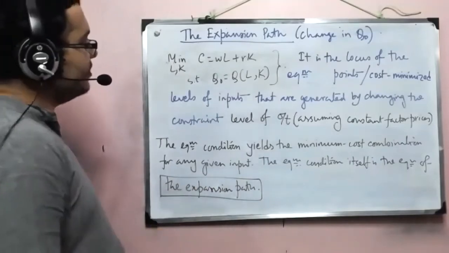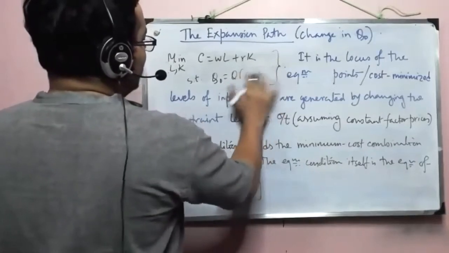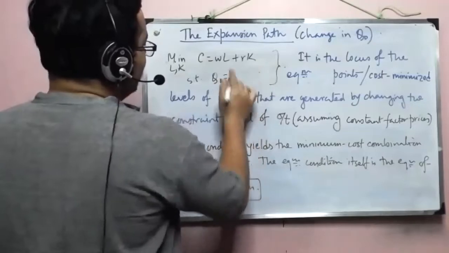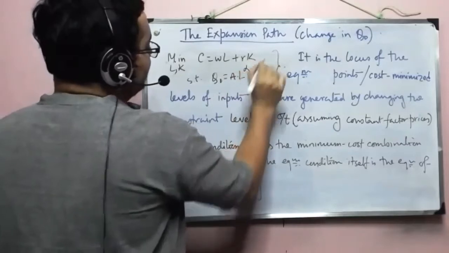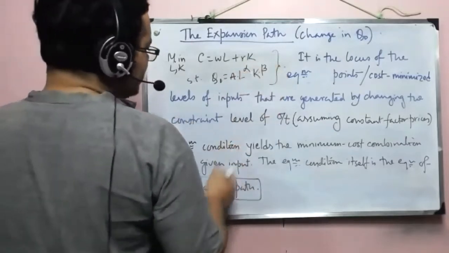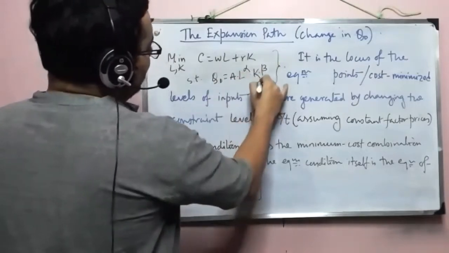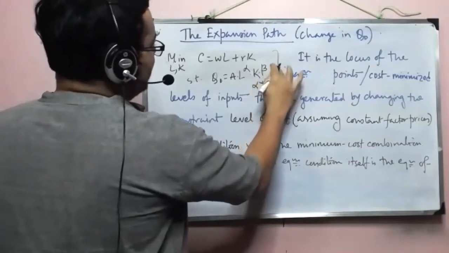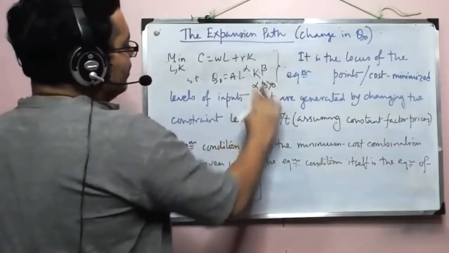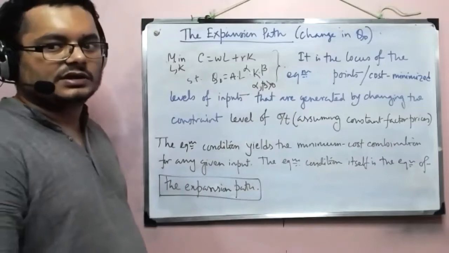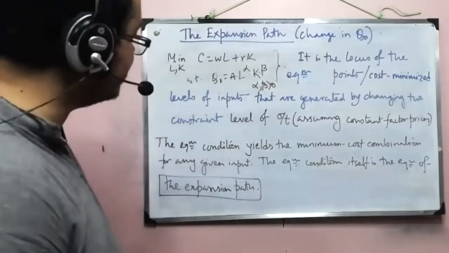So now instead of Q naught equal to Q of L comma K, we'll write the generalized structure of the Cobb-Douglas function, which is A into L to the power alpha, K to the power beta. And the only restriction that we will put in is that alpha and beta both are positive. That's the only restriction that we give. So no restriction regarding whether this sums up to 1 or more than 1 or less than 1. Something we are not interested in right now. So let's find the equilibrium condition. That's pretty simple.